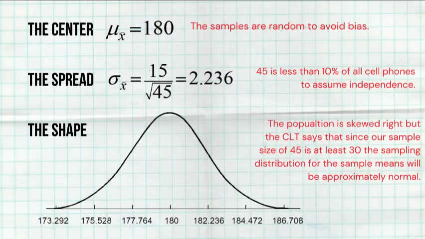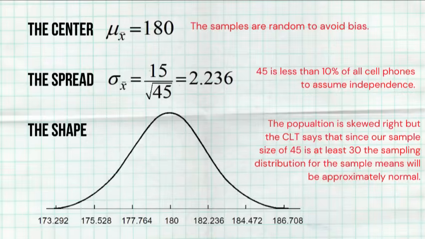Now, this is where it's really important. If you heard me right, I said that the population was skewed to the right. So you're like, well, wait a minute. How could the shape of the sampling distribution therefore be normal? Well, that's where the central limit theorem comes in. The central limit theorem tells us that as long as your sample size is 30 or larger, which 45 of course is, then the sampling distribution will be approximately normal, even though the population was not.